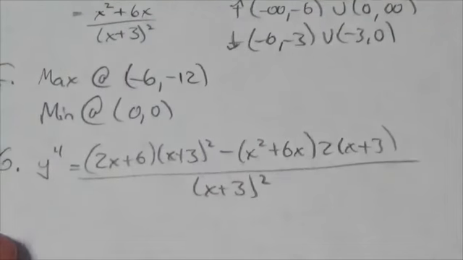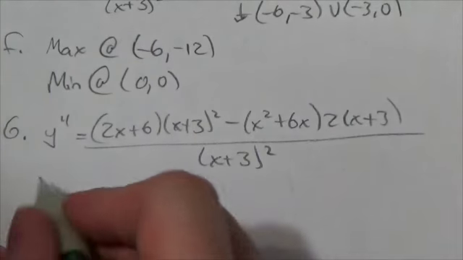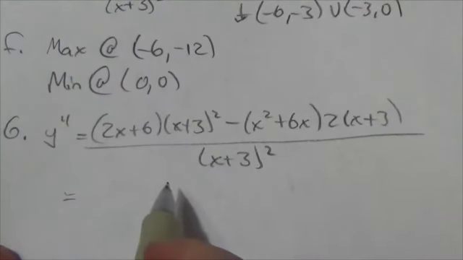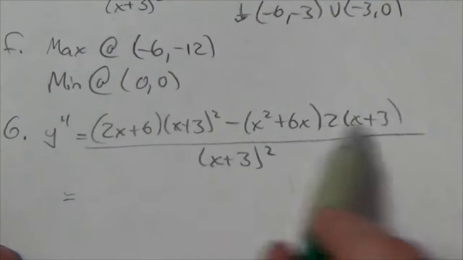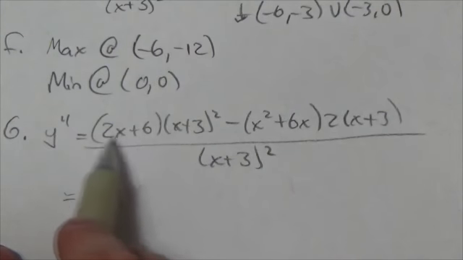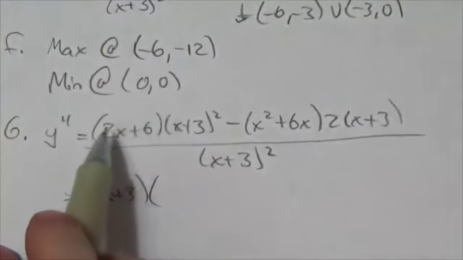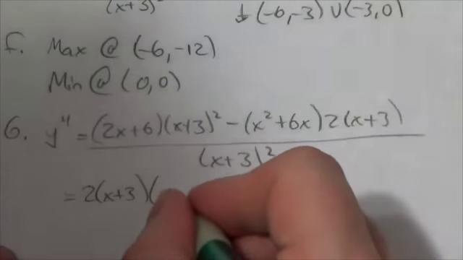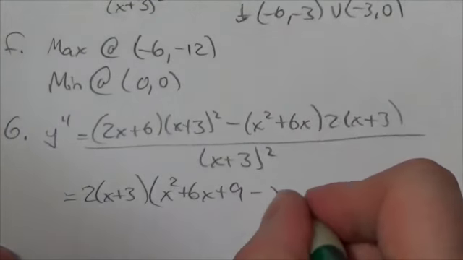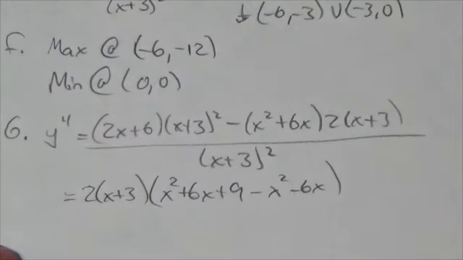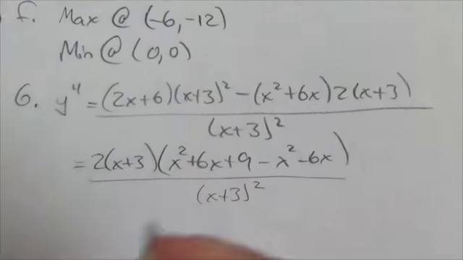x plus 3 squared. Okay, instead of expanding that all out, I'm going to factor out a couple of things here. I notice that I can take out an x plus 3 from here and here, and I've got a common factor of 2 here. I'm going to take it out there as well. So I'm going to take out a 2 times x plus 3. That's going to leave me with x plus 3 times x plus 3, so x squared plus 6x plus 9. Over here, this is going to be minus x squared minus 6x, and I really like what I see going on there. And then this will be over x plus 3 squared.